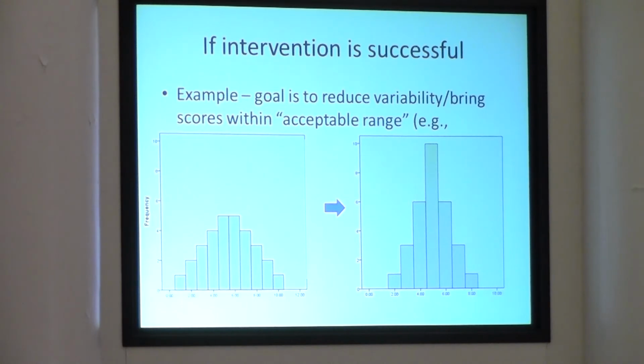We're not interested in changing the mean. If on average people have scores like this, but we've got some people who have blood pressure that's far too low, and blood pressure that's far too high, we want to have an intervention that reduces the variability.